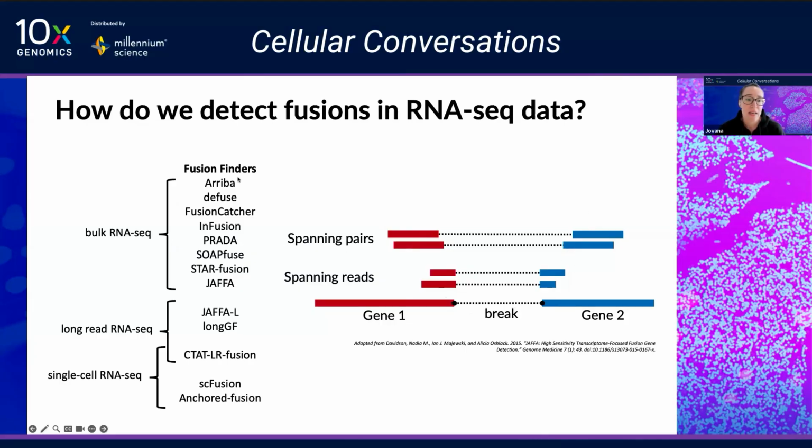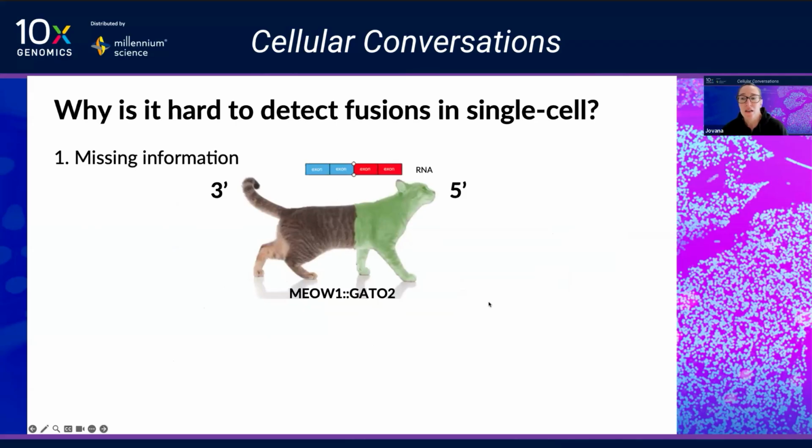Like I said, we've been doing this in bulk RNA-seq a lot, and so lots of tools have been developed, and they've gotten better and better over the years. It's only starting to come online now for single cell, with a couple of tools available, and some looking in the long read space as well. But basically, this is the signal we're looking for. You need to target the breakpoint because that's the thing that's unique to the fusion. So why is it hard to do this in single cell?